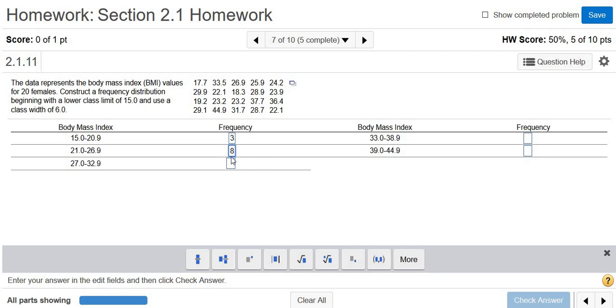And I'll show you how to check the answer when we're done. After you finish counting them, they should all add up to 20. So don't hit check answer until you know they add up to 20.